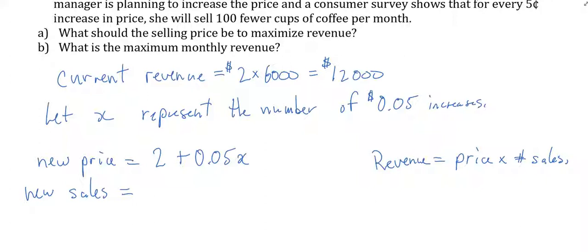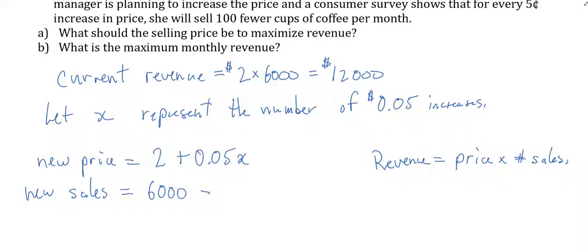And the new sales will be the old number of sales, which is 6,000, and every time we increase the price, we subtract 100. So it's going to be minus 100x. Does that make sense? One of them is always adding and one of them is always subtracting. This one says we're increasing the price and decreasing the number of sales, but some of the questions flip-flop that. Okay?